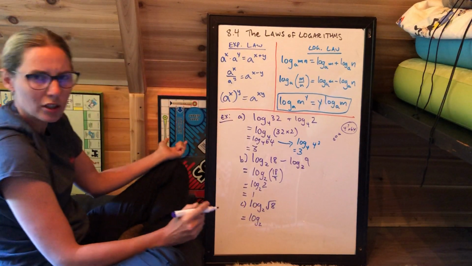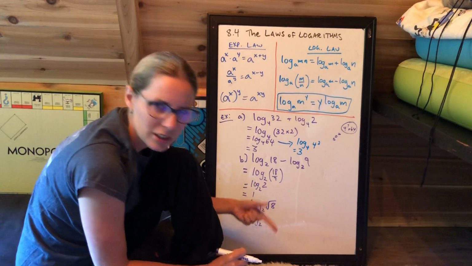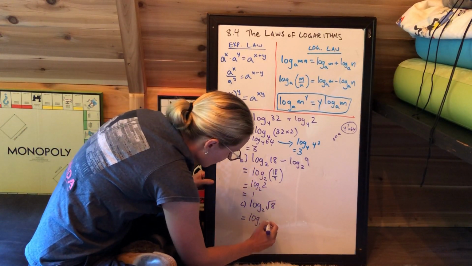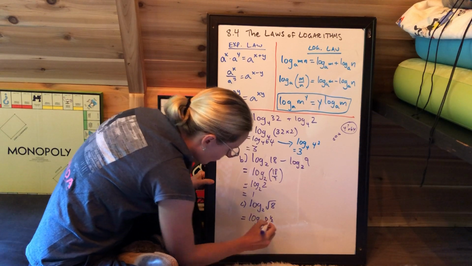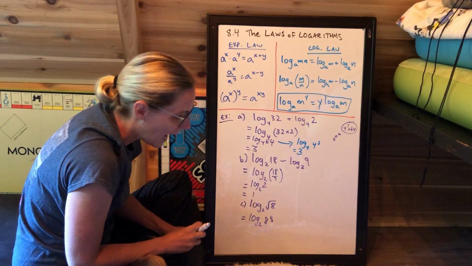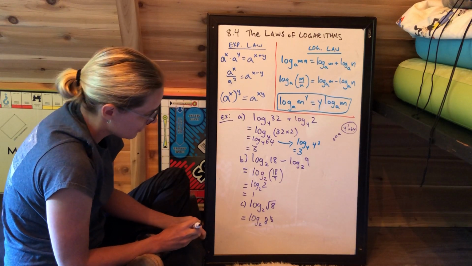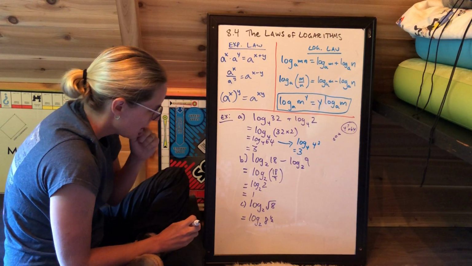Okay, the last one, and this is where you have to start thinking, I have no idea what I'm doing here. What's going on? Well, first thing, if you see radicals, get rid of them, change them into exponent form. That makes your life easier. So this root symbol, remember, is just 8 to the 1/2. And again, that doesn't necessarily help us a ton.